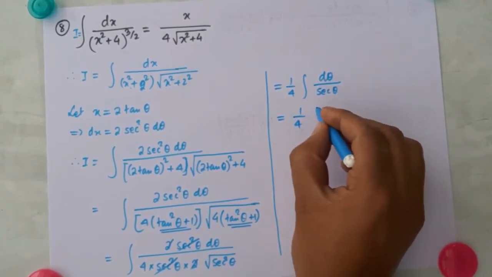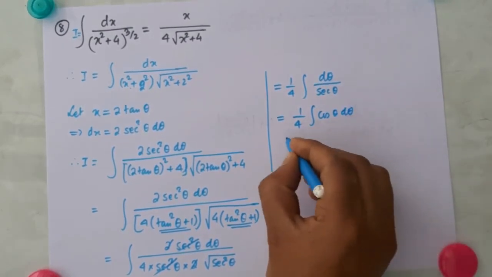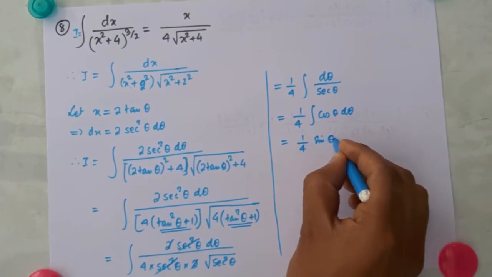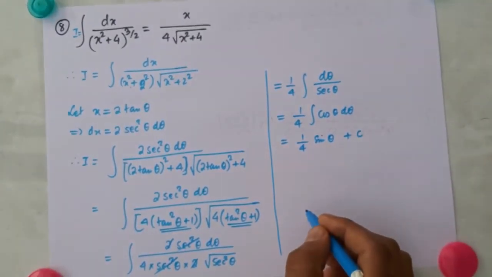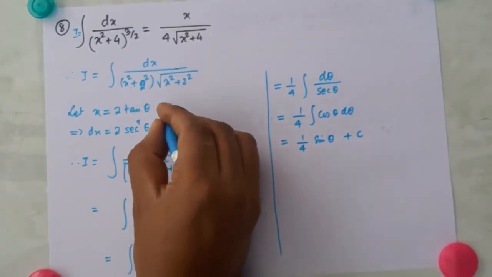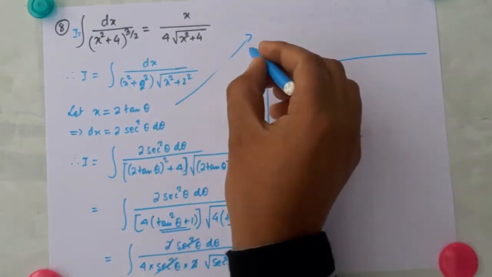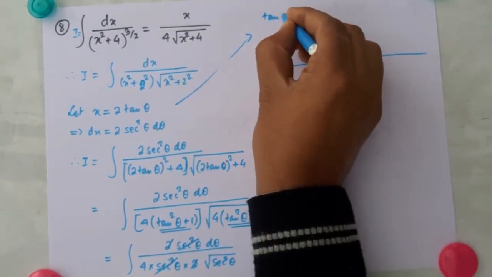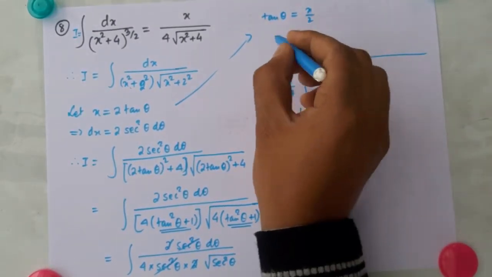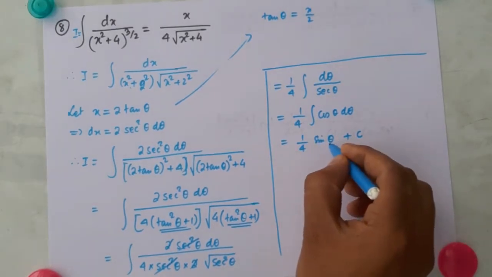So from here you get 1 by 4 integral cos theta d theta, isn't it? And what is the integral of cos theta? It is sin theta. We will put a constant of integration. Now let me do it here. So tan theta turns out to be how much? x by 2. So from here you calculate your sin theta, because ultimately you need the value of sin theta, isn't it?